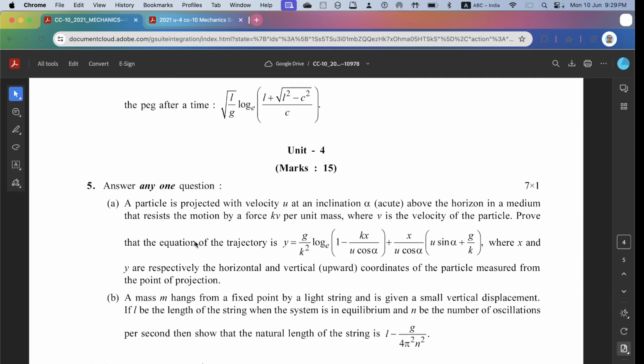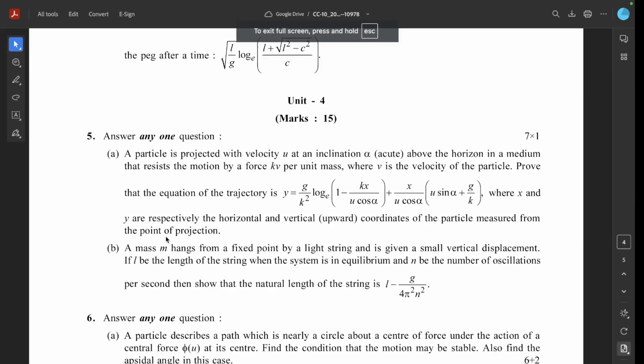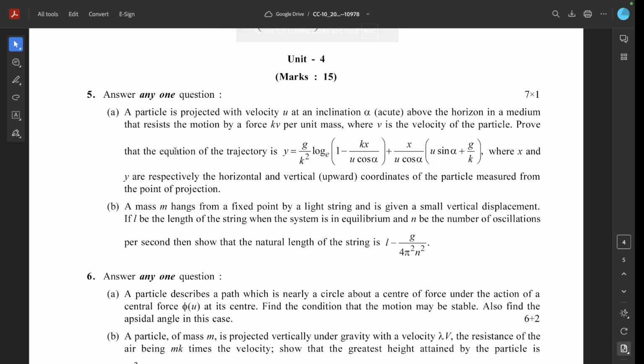This question paper, Unit 4, question 5a. A particle is projected with velocity u at an inclination alpha acute above the horizon in a medium that resists the motion by a force kV per unit mass, where v is the velocity of the particle. Prove that the equation of trajectory is y equal to this, where x and y are respectively the horizontal and vertical upward coordinates of the particle measured from the point of projection.